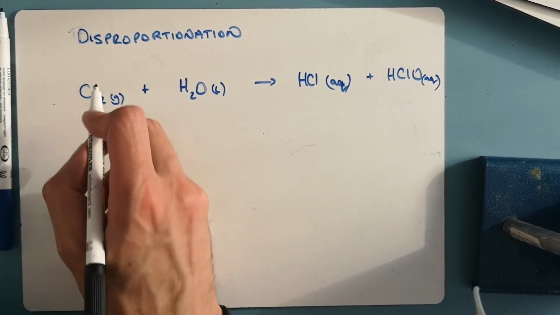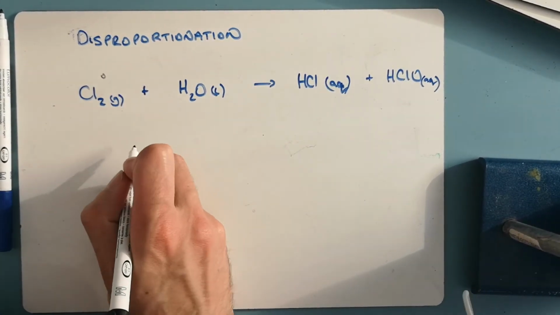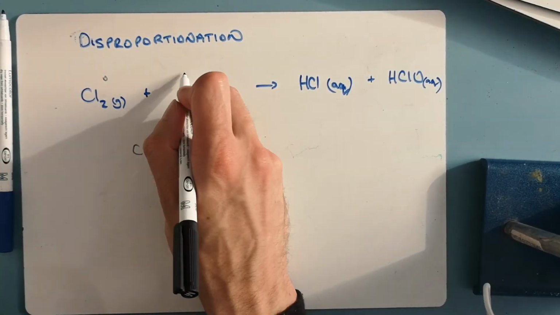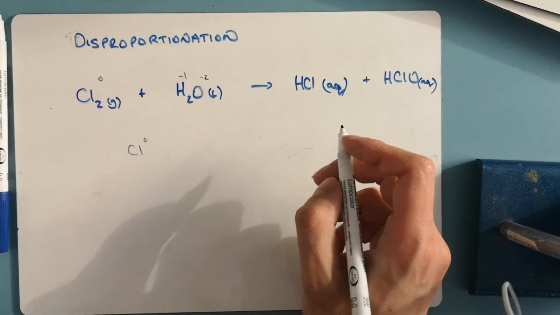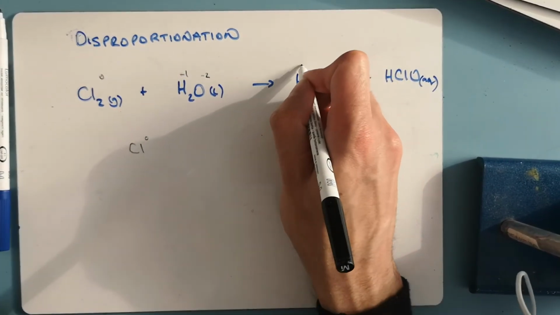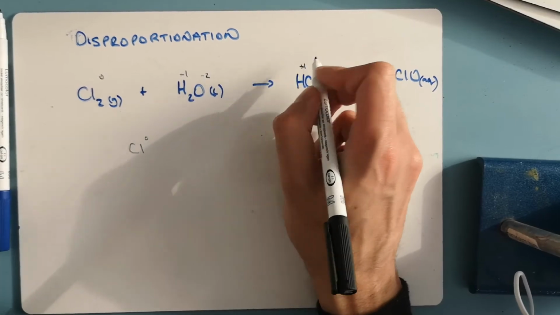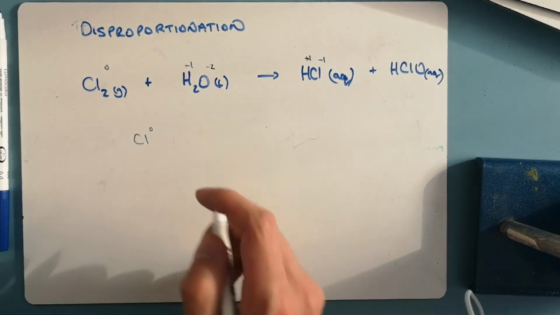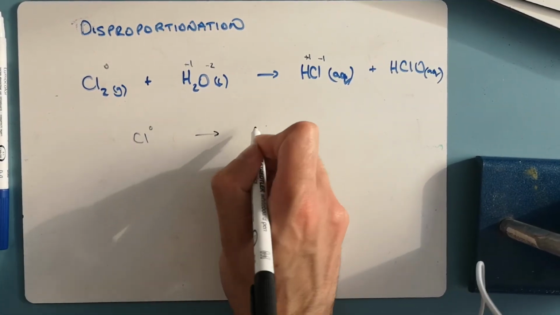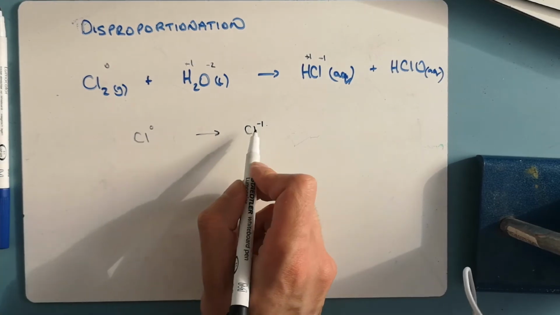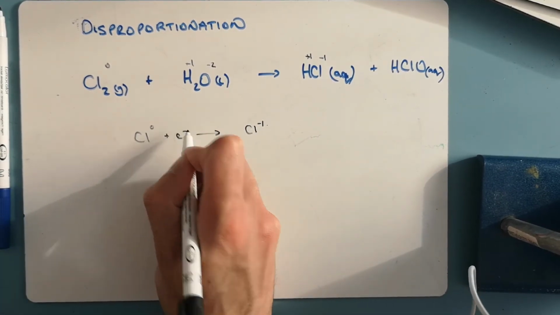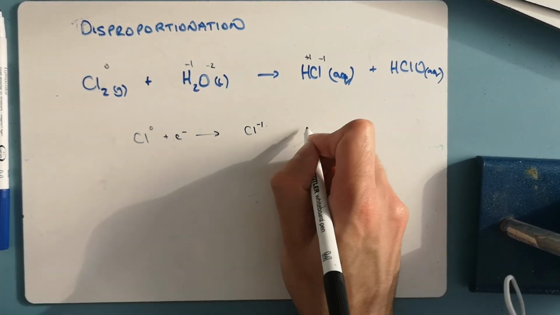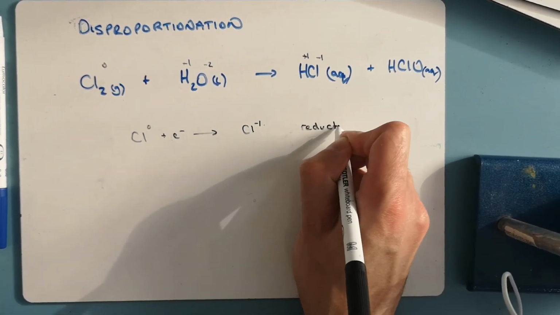So if we check the oxidation numbers here, we've got chlorine that is 0. Hydrogen is +1, oxygen -2. Over here, we've got hydrogen at +1, and one of our chlorine atoms must go to -1. So we've got chlorine going to Cl -1. If it's become -1, it must have gained an electron. If it was 0 here and -1 there, it's taken an electron. So here we've got reduction. It's gained an electron.